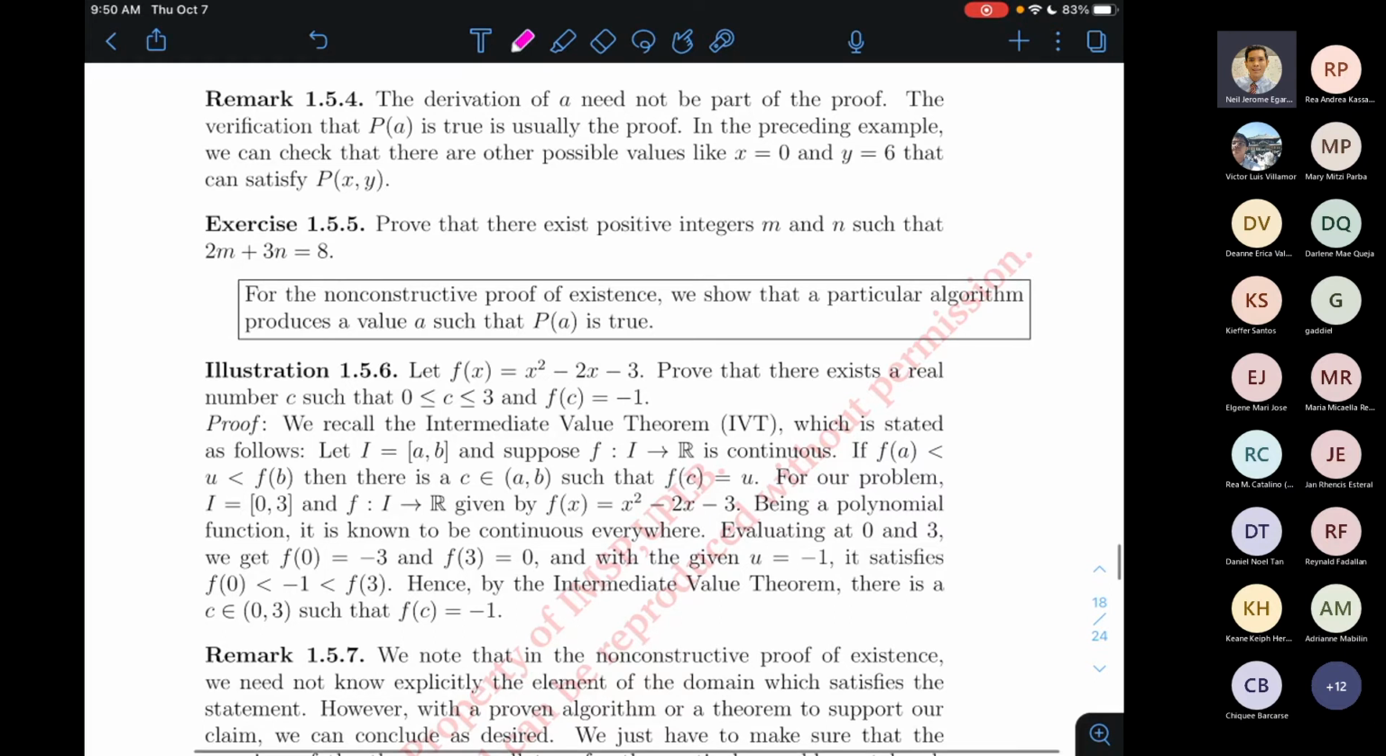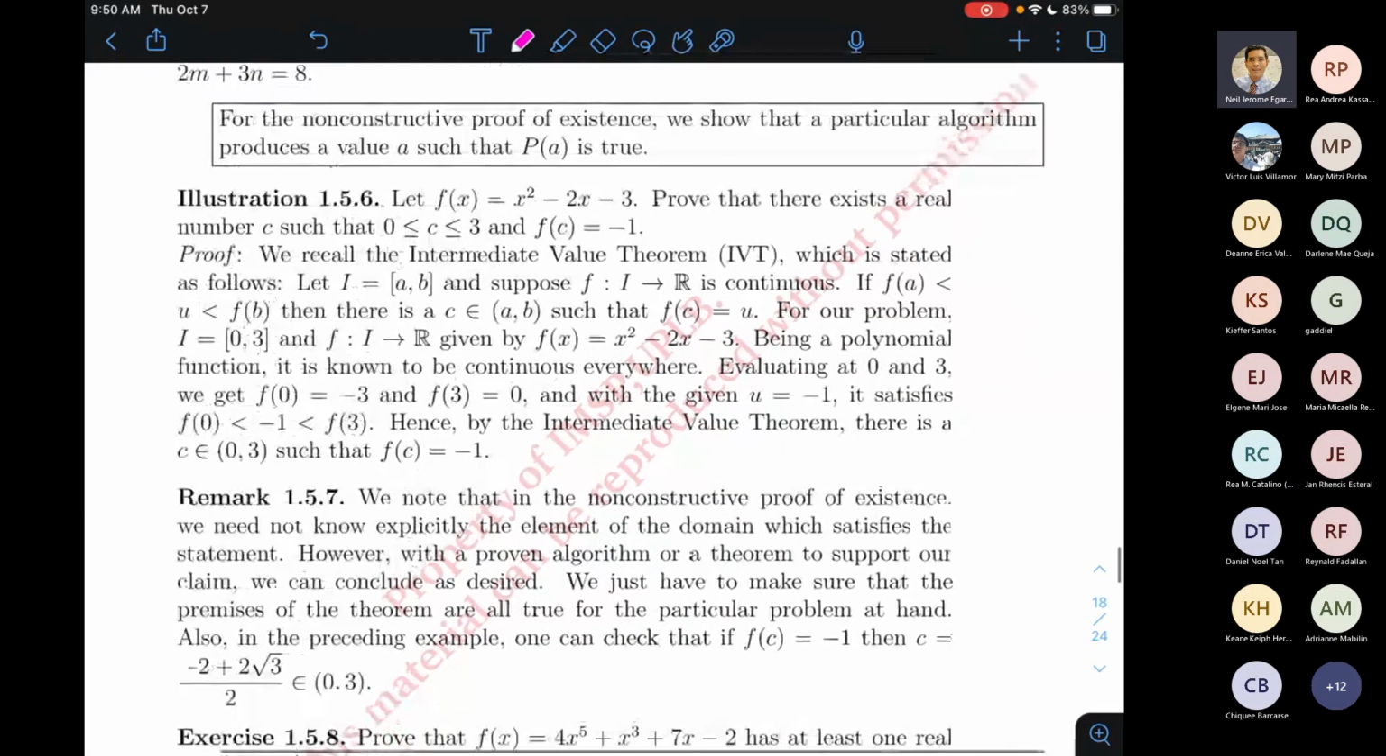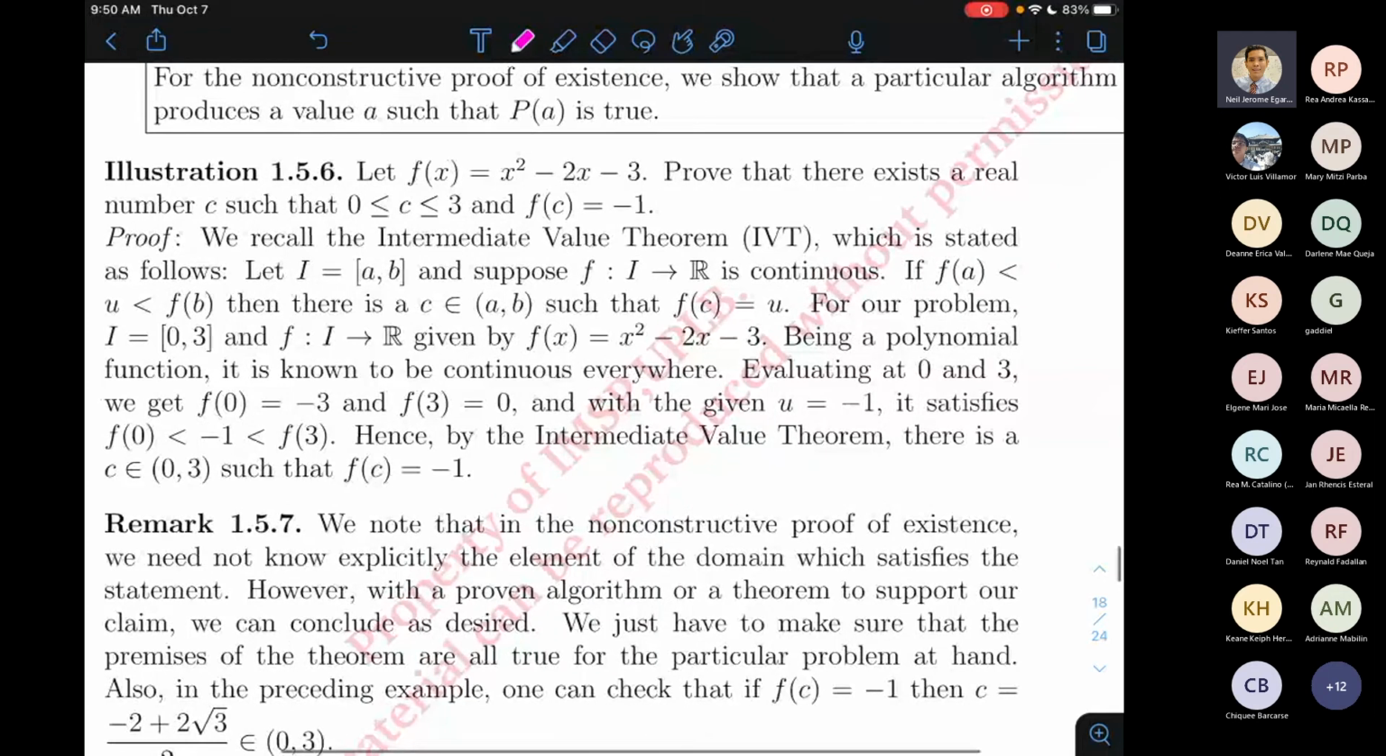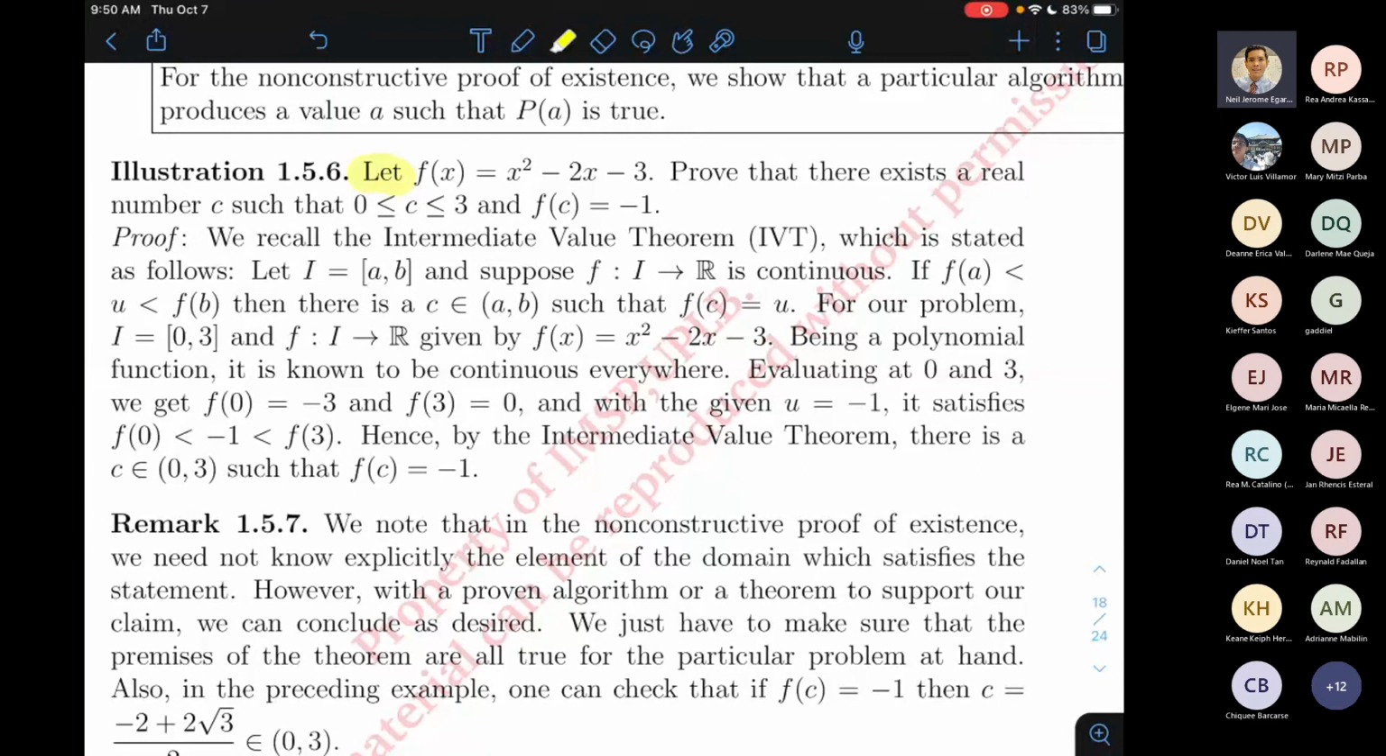For instance, example 6. Sa example 6, ang pinapaprove ay let f be the function x squared minus 2x minus 3. And we want to prove that there exists a real number c between 0 and 3 inclusive such that f of c is equal to -1. So, kiniklaim niya may nag-exist na c sa pagitan ni 0 and 3 such that f of c equals -1.